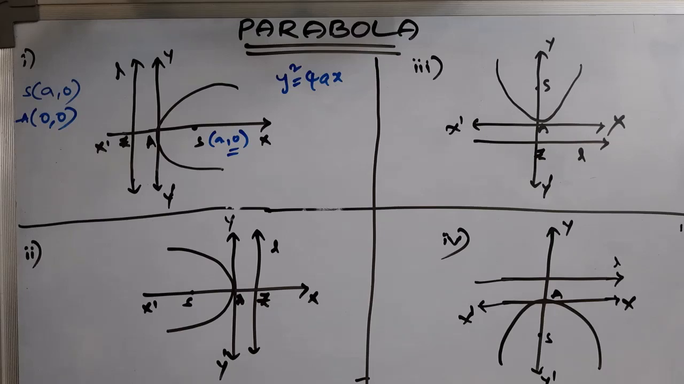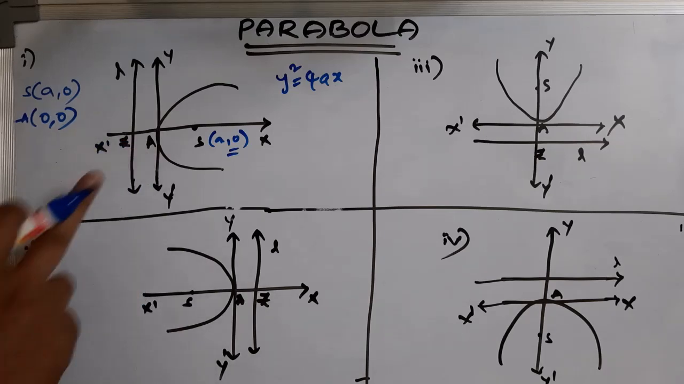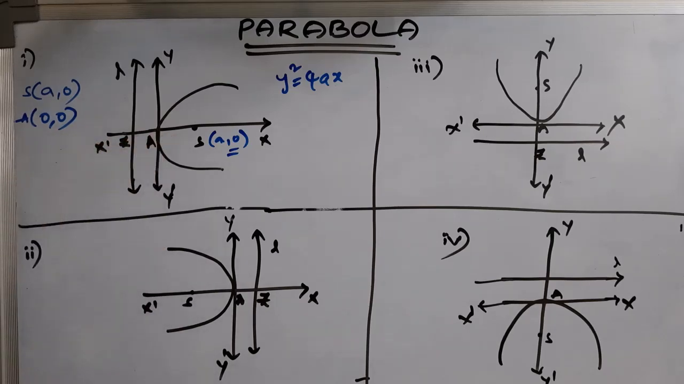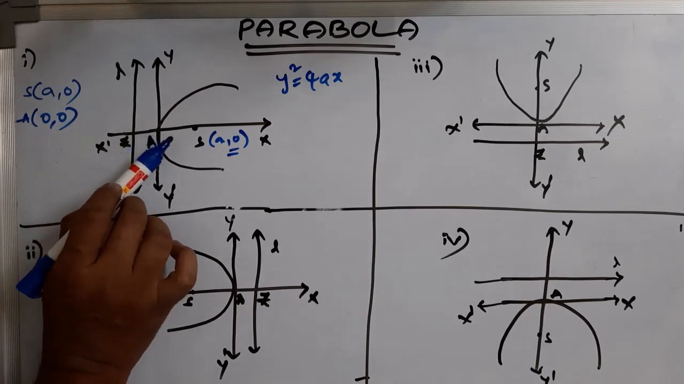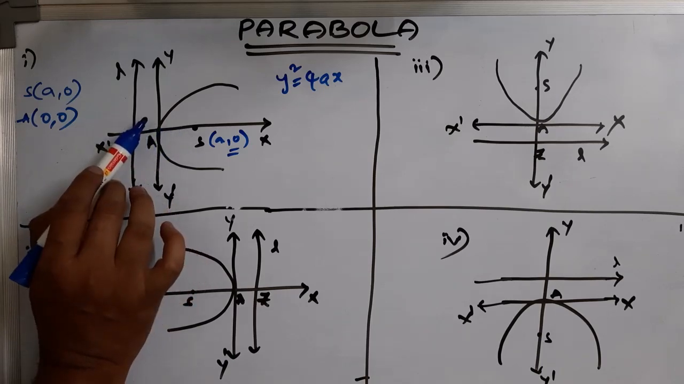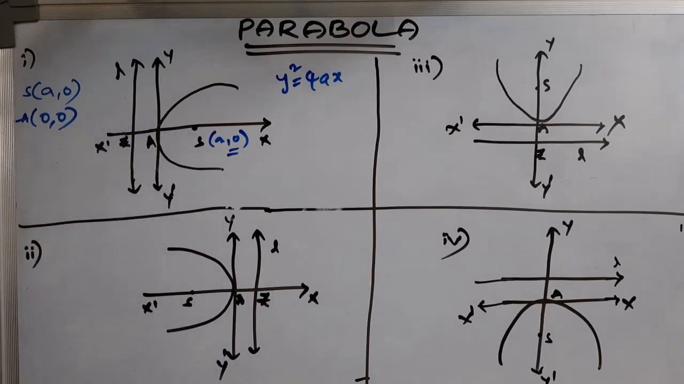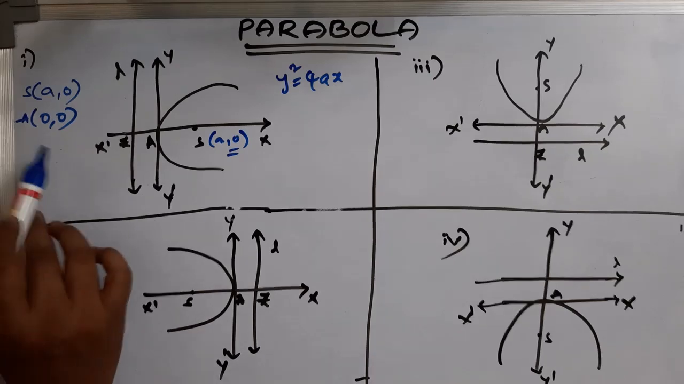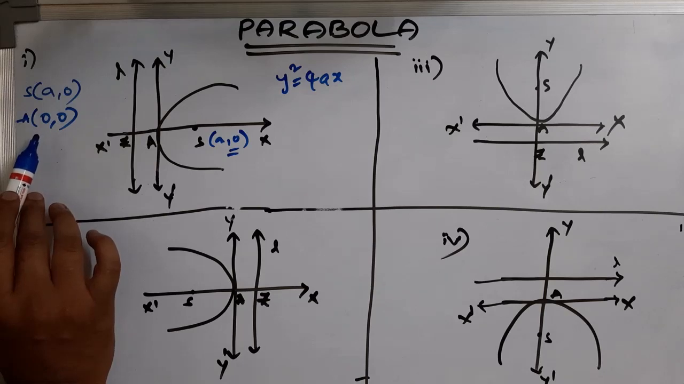How? Vertex is the exact middle point, the contacting point of the x-axis and y-axis, right? X-axis and y-axis, where they meet each other, that is the origin, so the vertex is 0 comma 0.